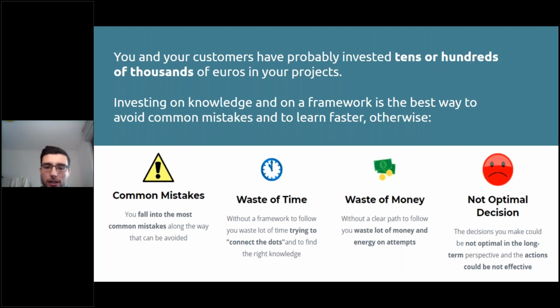Otherwise, if you don't use a clear framework, then for sure you will fall into the most common mistakes. You will waste a lot of time and money, and of course you could take decisions that are not optimal in the long term. So then in the future you could realize that these mistakes could have been avoided.